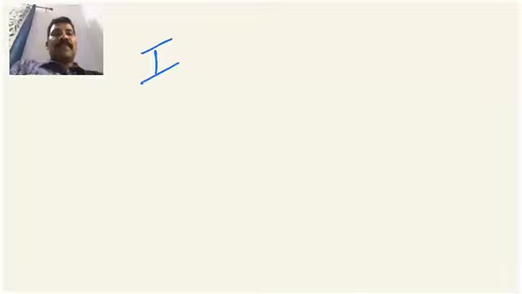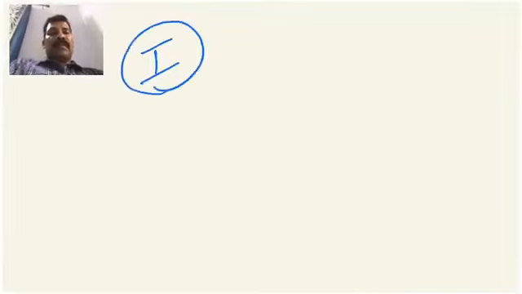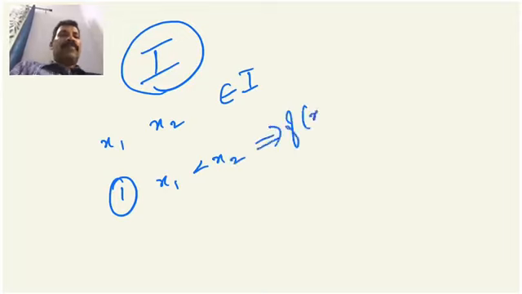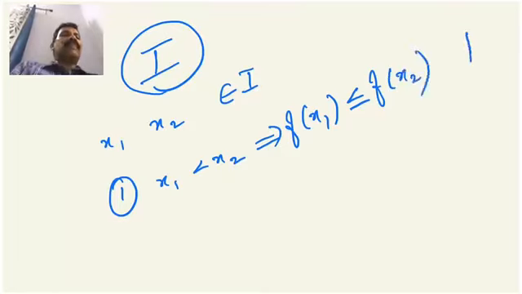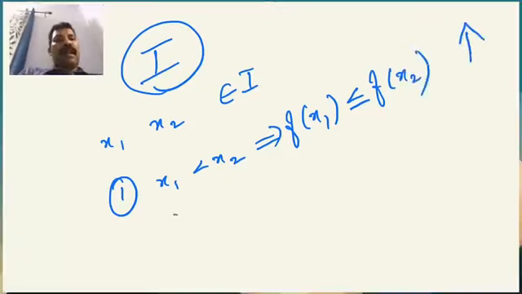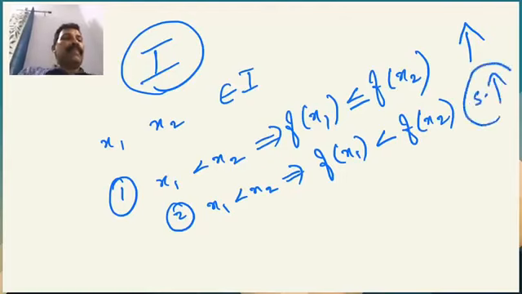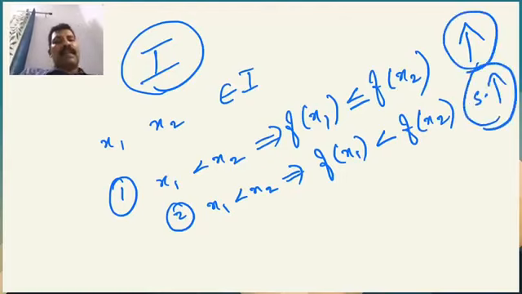So remember, if the function is defined on the interval I, and you take 2 points x1, x2 from that interval, then case 1: x1 less than x2 implies f(x1) less than or equal to f(x2), we say the function is increasing. On the other hand, if x1 less than x2 implies f(x1) strictly less than f(x2), then we can say the function is strictly increasing.